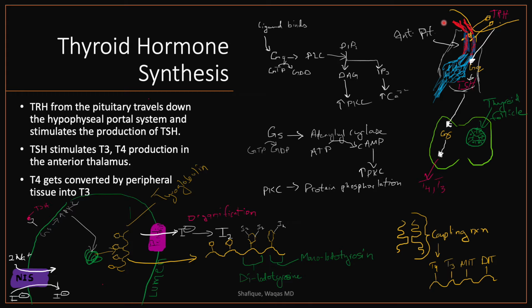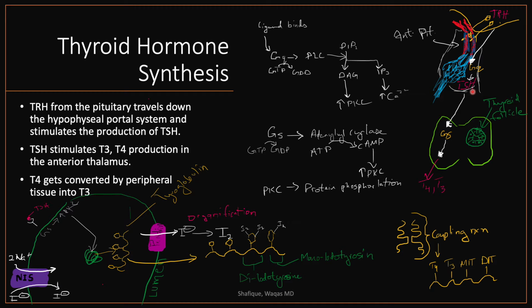Thyroid hormone synthesis starts from the hypothalamus, where the periventricular cells produce thyrotropin-releasing hormone and secrete it into the hypophyseal portal system in the pituitary stalk. From there, it goes to the anterior pituitary to cause the secretion of TSH.